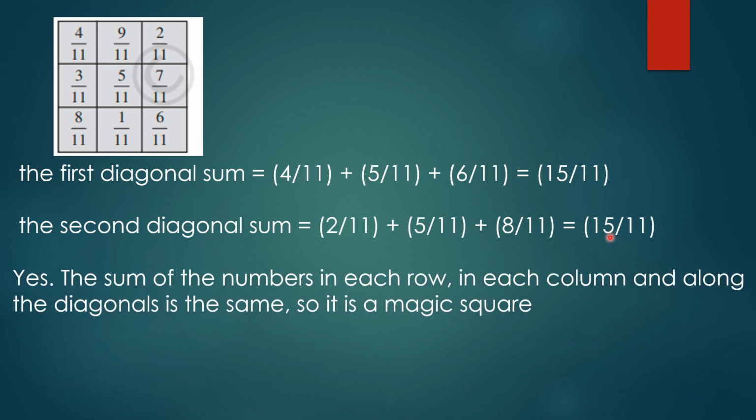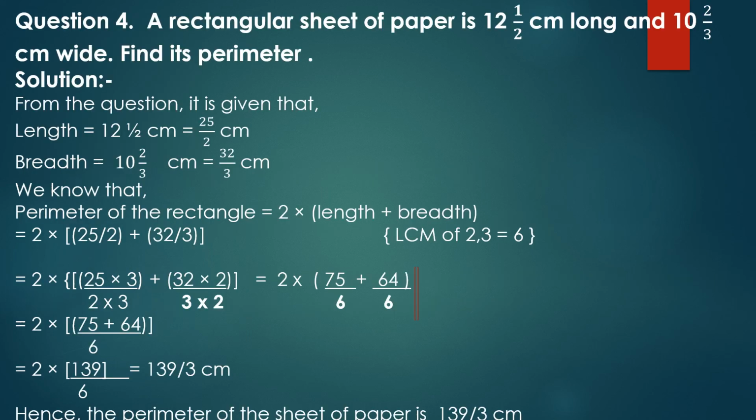Here, what are the observations? The sum of the numbers in each row, in each column, and along the diagonals is the same. Therefore, the given square is a magic square. Now, let us go for question number 4.